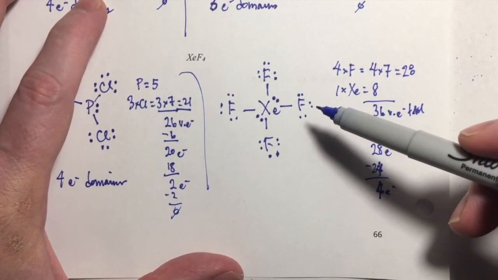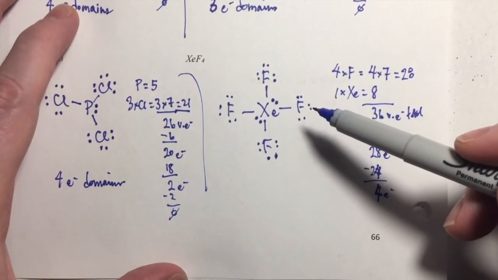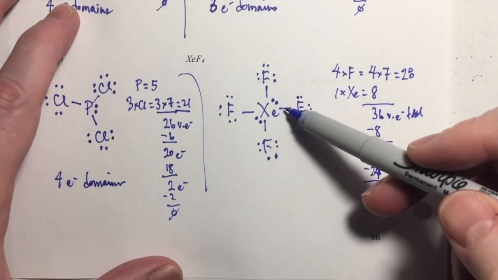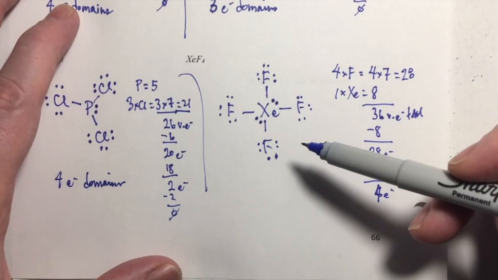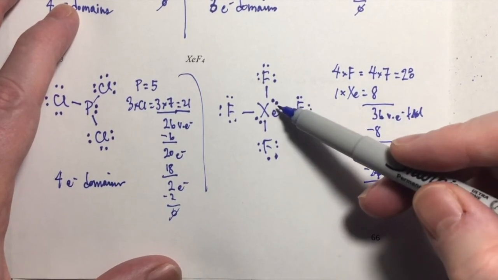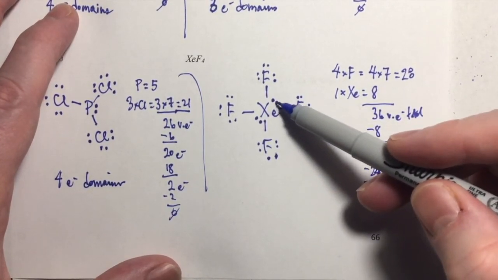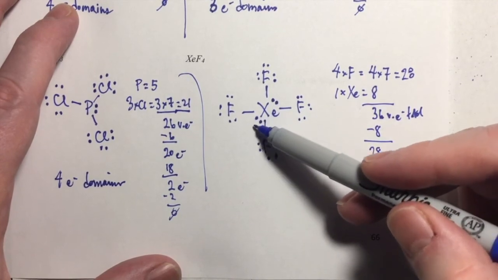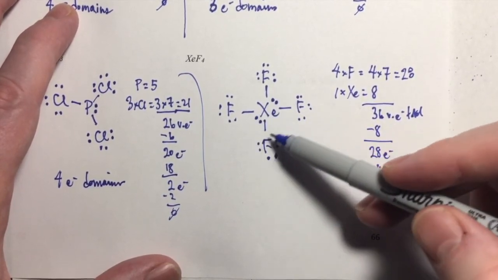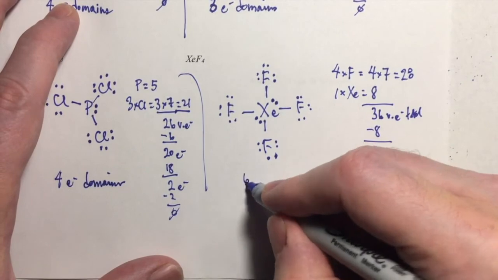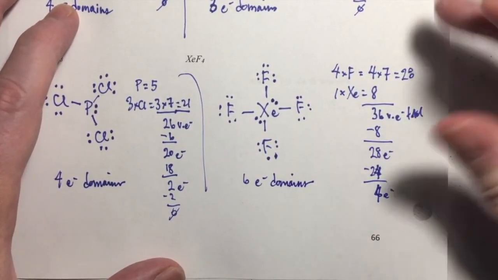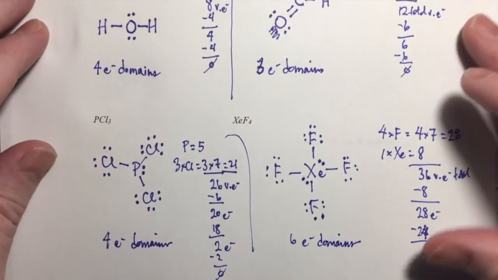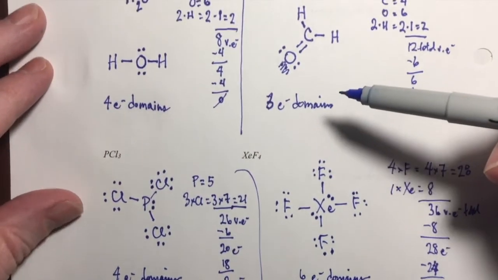How many electron domains are around the central atom? 1 for each type of bond. So you've got 1, 2, 3, 4 for the single bonds, and 5 for the electron pair there, and 6 for the electron pair there. So I've got 6 electron domains. And that is how we determine the number of electron domains.